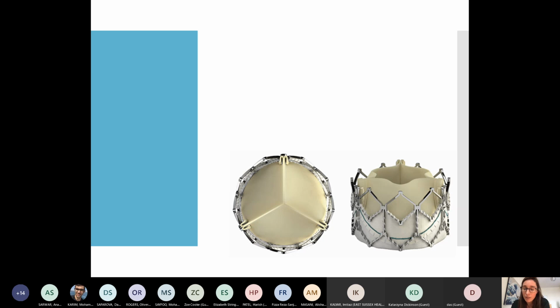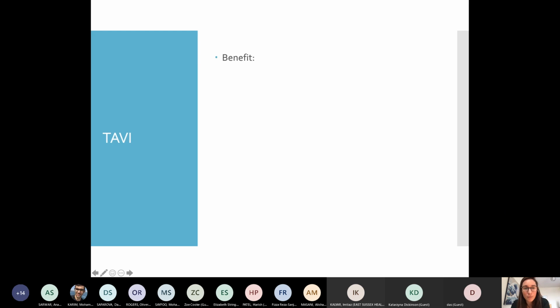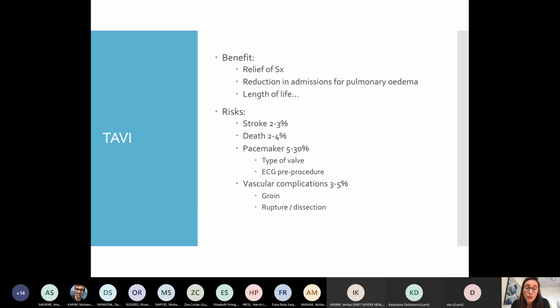This is what one of the TAVI valves looks like. And this is how I was describing, the tube going up the aorta, round the arch, and sitting inside the original native calcified valve and being opened up. So benefits: relieve symptoms of aortic stenosis, fewer admissions for pulmonary edema, live a bit longer. Risks: stroke, death, needing a pacemaker.